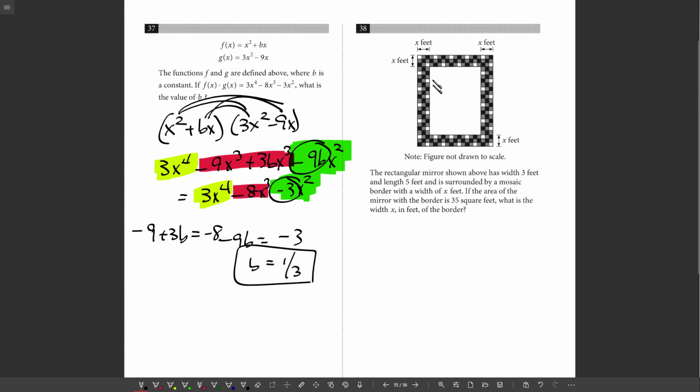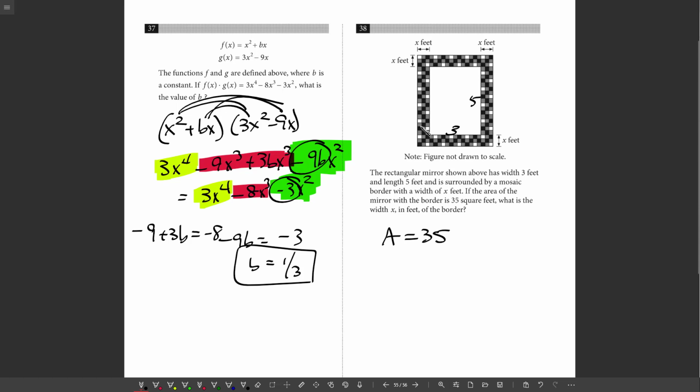38, we have this mirror with these dimensions. The area of the mirror with the border is 35. So I know the length times the width of this is 35. What is the width in feet of the border? So I know as well the width of the mirror is 3 and 5. So the interior dimensions are 3 and 5.